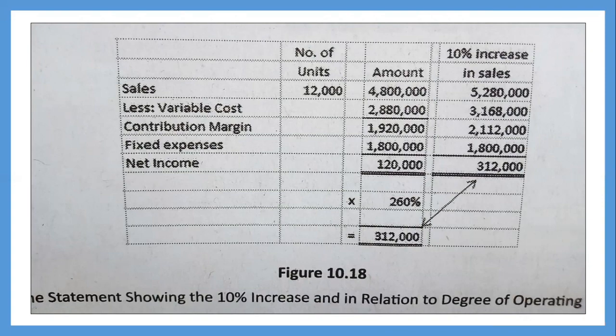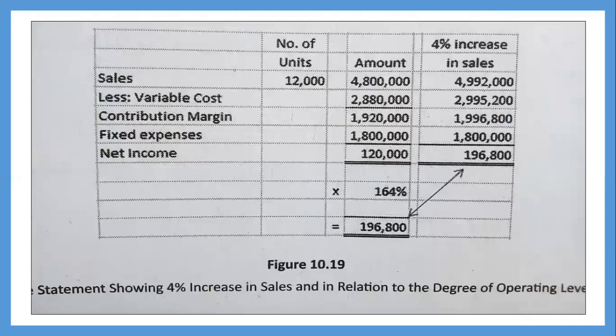Now, if the increase in sales is 4%, the profit would be 196,800 pesos. And this is shown in figure 10.19. Now, as you can see in this figure, this shows the income statement showing a 4% increase in sales in relation to the degree of operating leverage.